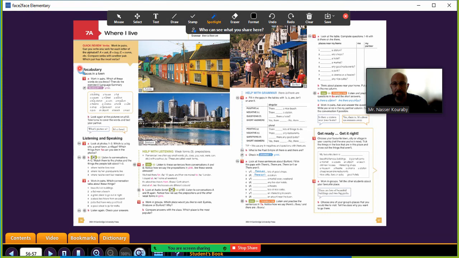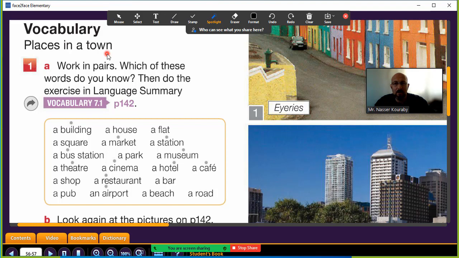So here we say places in a town. Town means a city is big, a town is smaller than a city. So here we have a building, a house, a flat, a square, a market, a station, a bus station, a park, a museum, a theater, a cinema, a hotel, a cafe, a shop, a restaurant, a bar, a pub, an airport, a beach, a road.